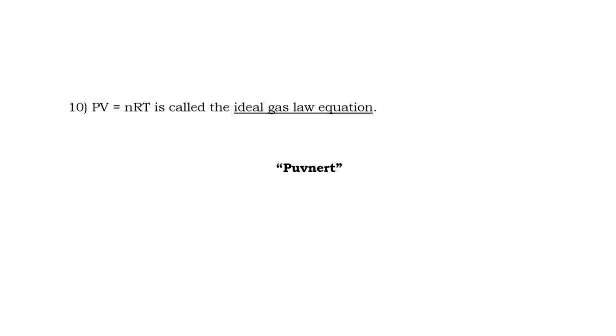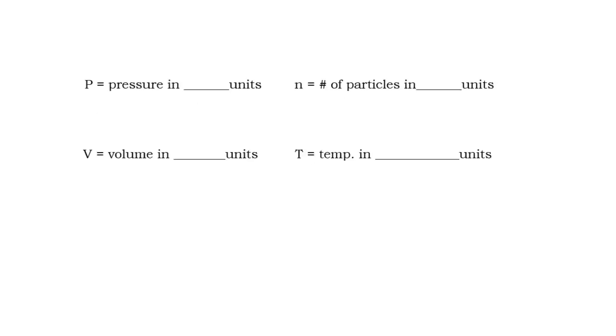P equals the pressure, V is volume, n is the number of moles, R is our gas law constant, and T is temperature. And altogether, it's our ideal gas law equation. And we say "Puvnert." So anytime you want to refer to the ideal gas law, we'll refer to it as "Puvnert."